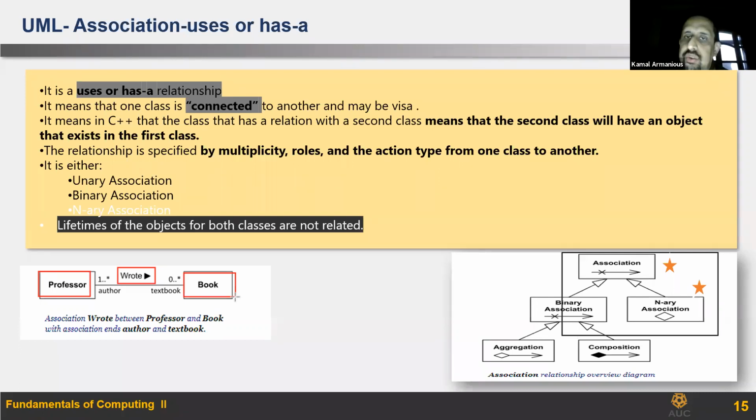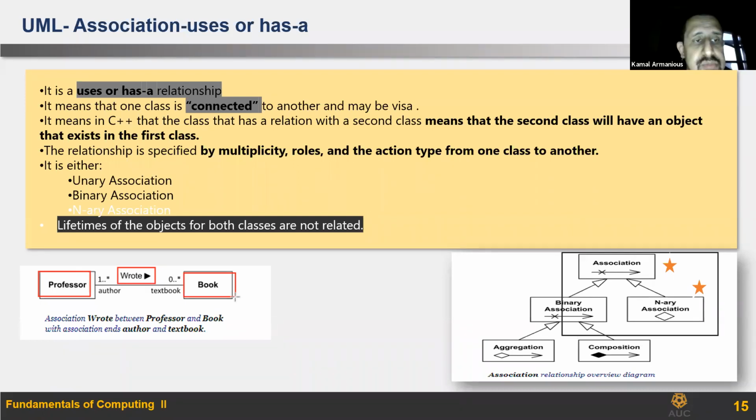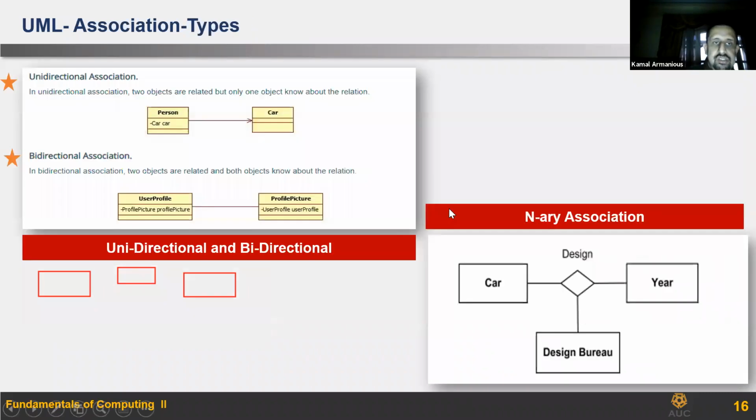What's the feature of association? If Adham leaves Freddy or Adham leaves his girlfriend, his girlfriend will not die and Adham will not die. Both of them will live their own lives. So the lifetime of the two classes will not be disturbed. This will be translated to C++, of course. So we have unary, binary, and ternary association, and we will give an example of each kind of relationship.